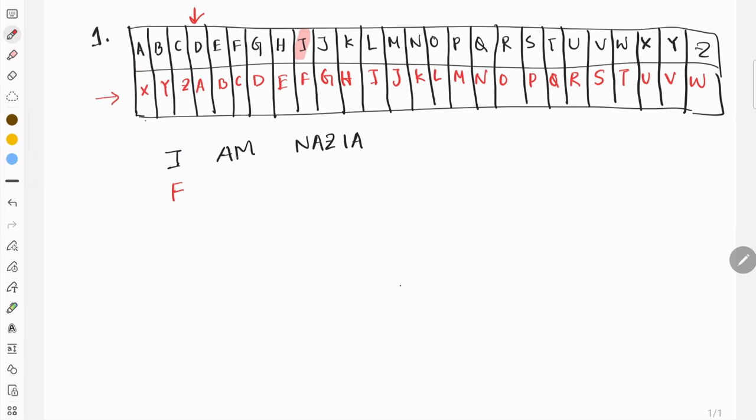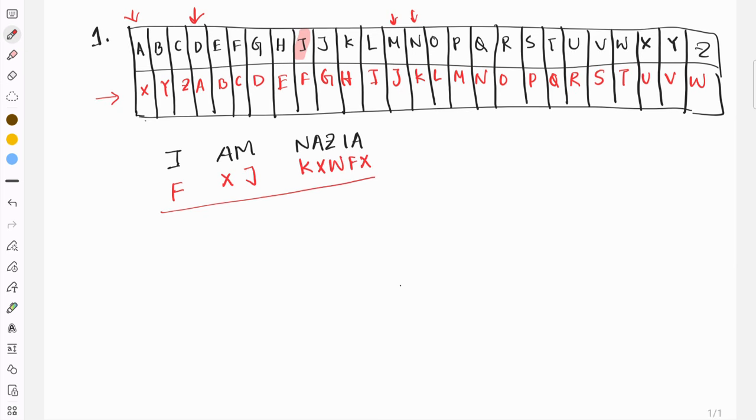For A, I will replace it with X. M is J. N is K. A is X. Z is W. I, where is I? I is F and A is X. So this is my encrypted data. That's it for Caesar cipher, nothing else.